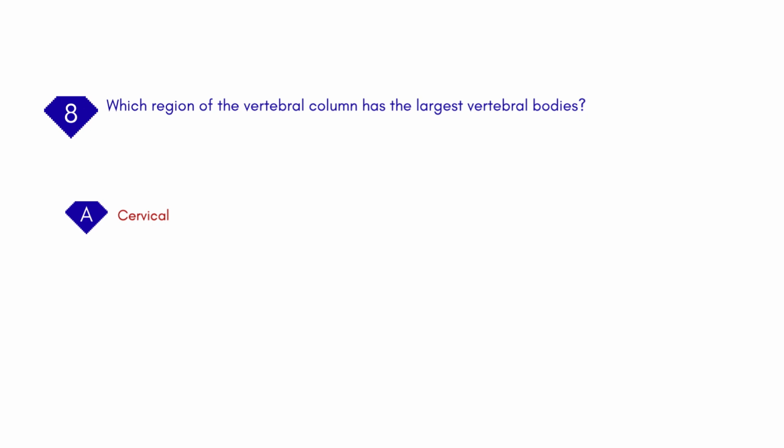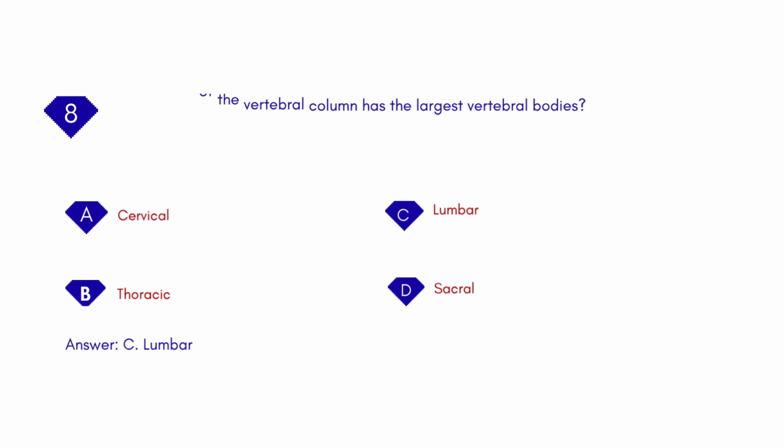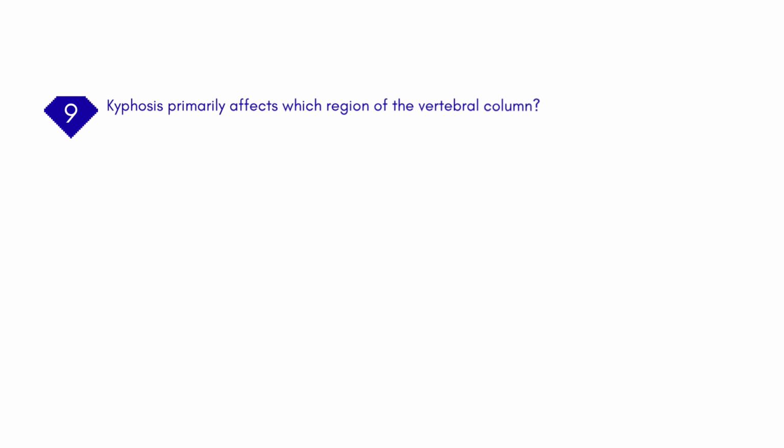Which region of the vertebral column has the largest vertebral bodies? A. Cervical. B. Thoracic. C. Lumbar. D. Sacral. Answer: C. Lumbar.